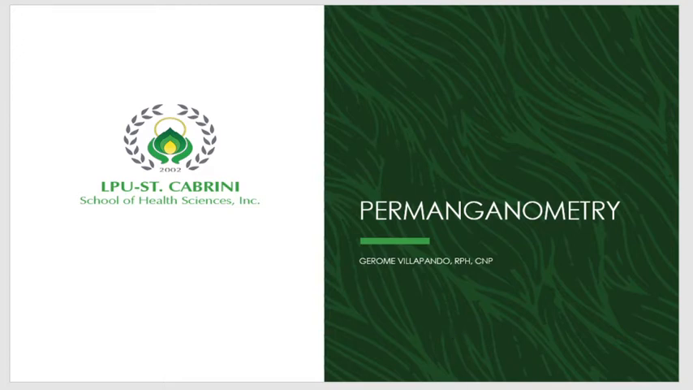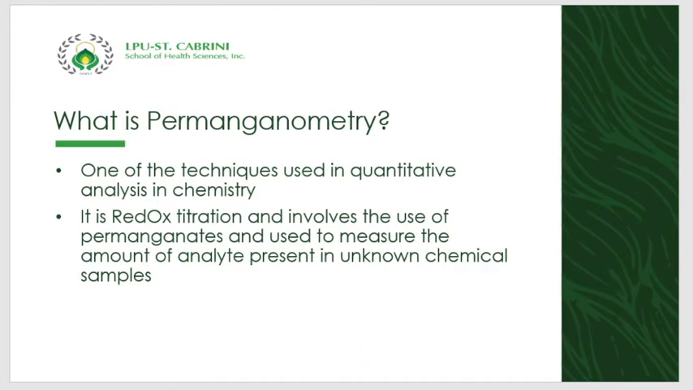Permanganometry is defined as one of the techniques used in quantitative analysis in chemistry. It is a redox reaction or titration and involves the use of permanganates and is used to measure the amount of analyte present in unknown chemical samples.